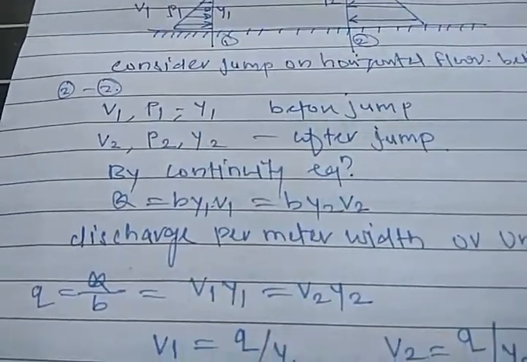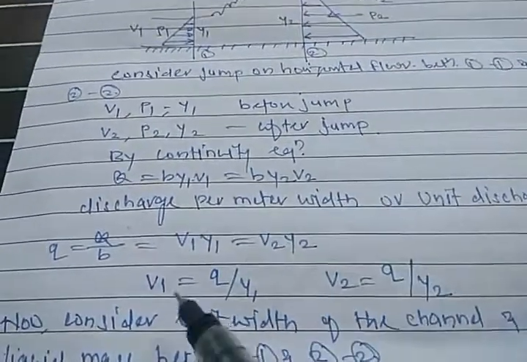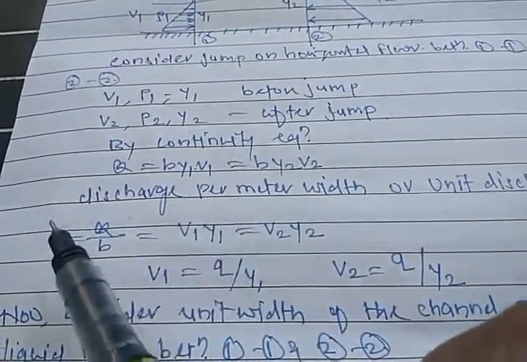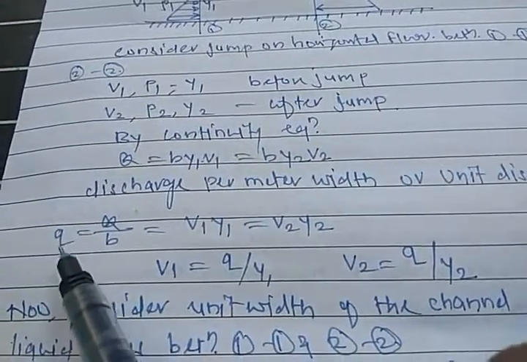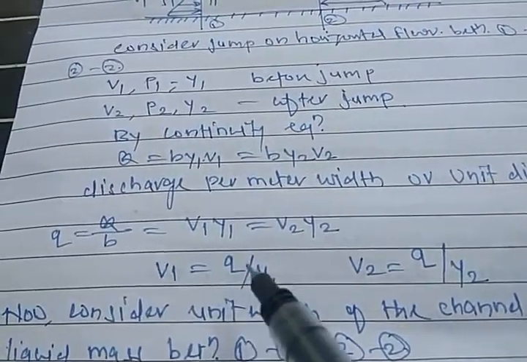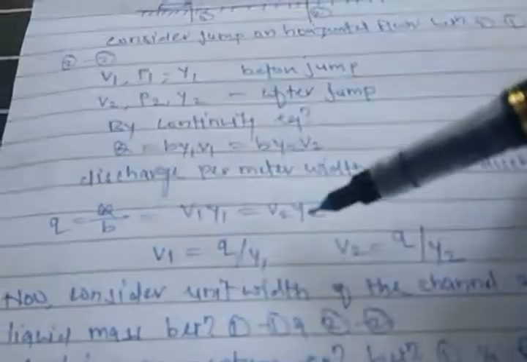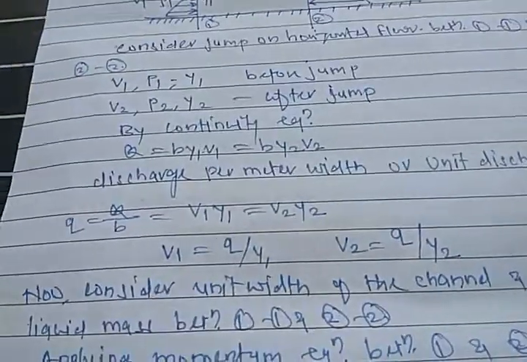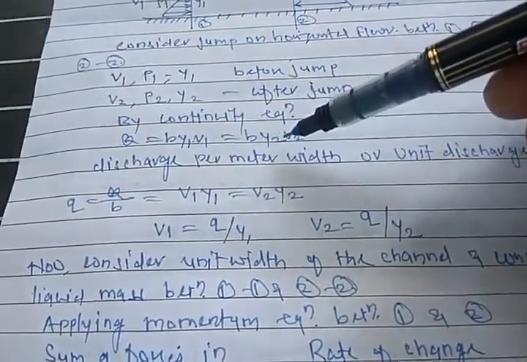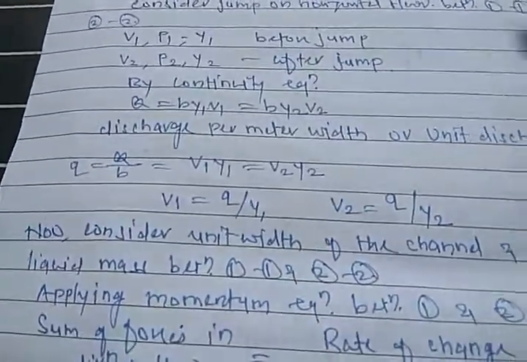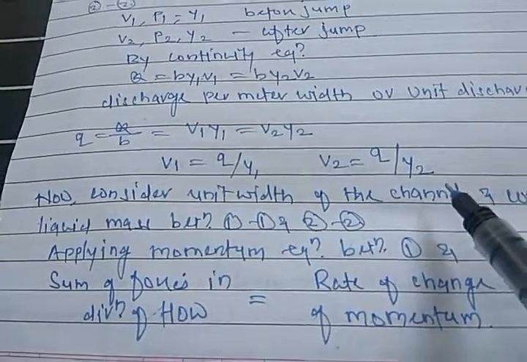B is width. Now discharge per meter width, or unit discharge. As I told you, its width is b, so total discharge is Q. Q divided by b will be discharge per unit width. So small q is equal to capital Q by b, and this is equal to v1 y1 is equal to v2 y2. I think it's clear now. So from this we can find v1 as q divided by y1 and v2 as q divided by y2.